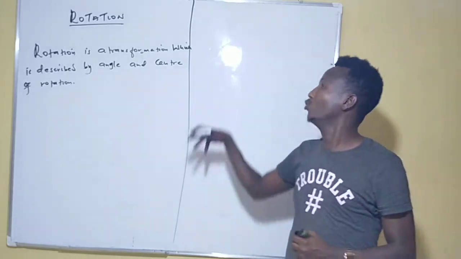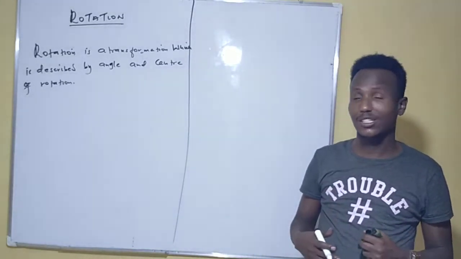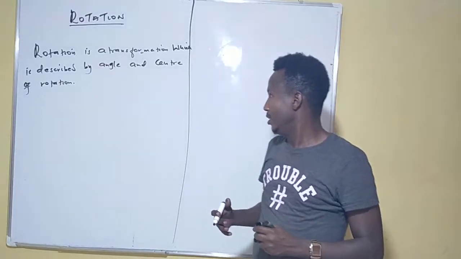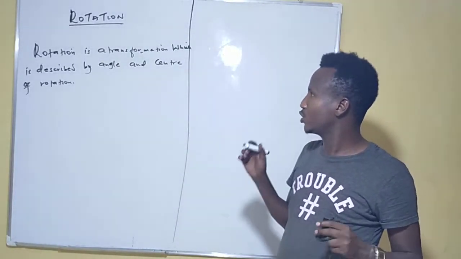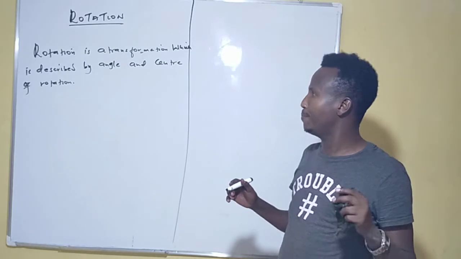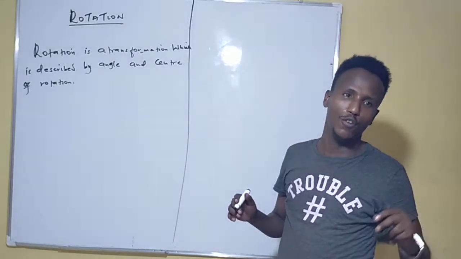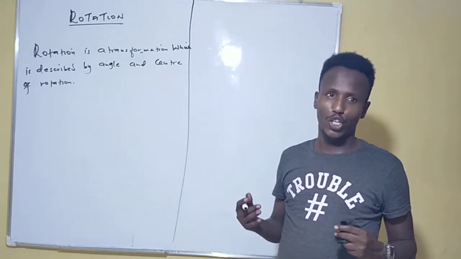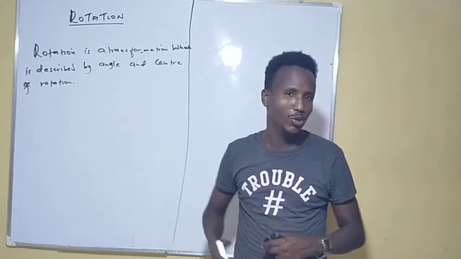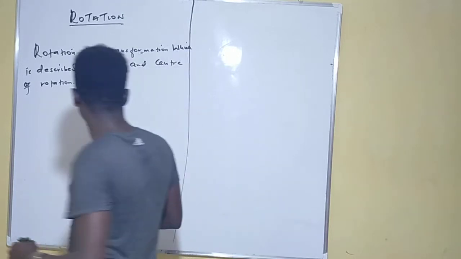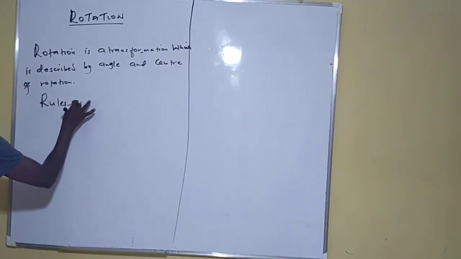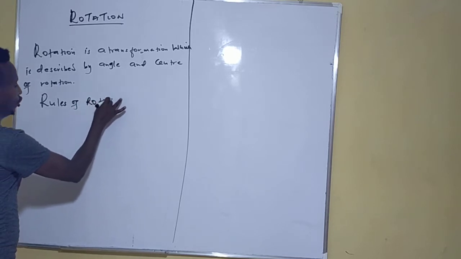Then we'll go deeper into this concept so that we learn everything that is possible to come during our national exam. Remember, we said rotation is a transformation which is described by angle and center of rotation. So we are going to see the rules of rotation. We'll start with the rules of rotation, then we are going to solve questions. Okay, let's write that. We have rules of rotation.